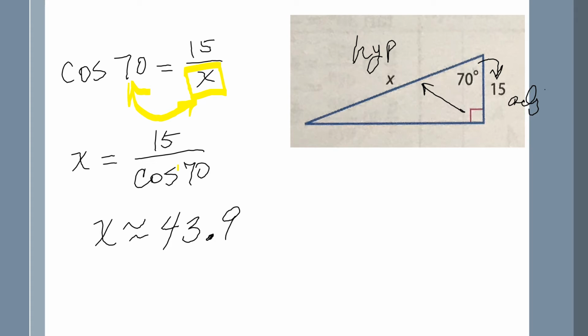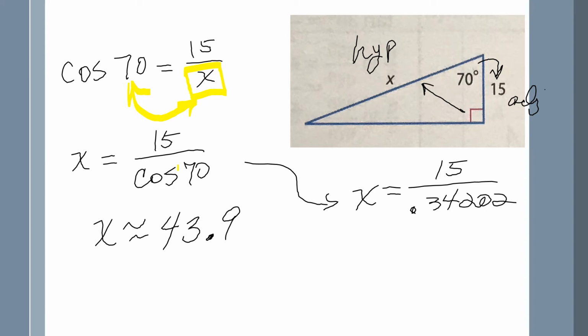Now, if you don't have a calculator like that, on an older calculator you're going to have to enter 70 and then hit the cosine button. Just to give you an idea what that is, cosine of 70, I have a little more advanced calculator here, it's going to be 0.34202. So if you don't have that type of calculator, you're going to end up with x equal to 15 divided by 0.34202, and then you would end up getting approximately that for an answer.